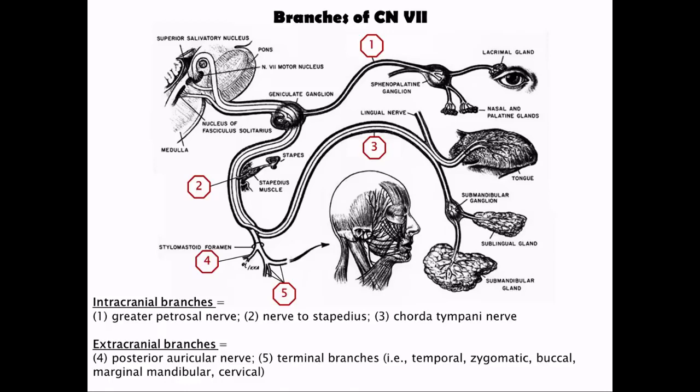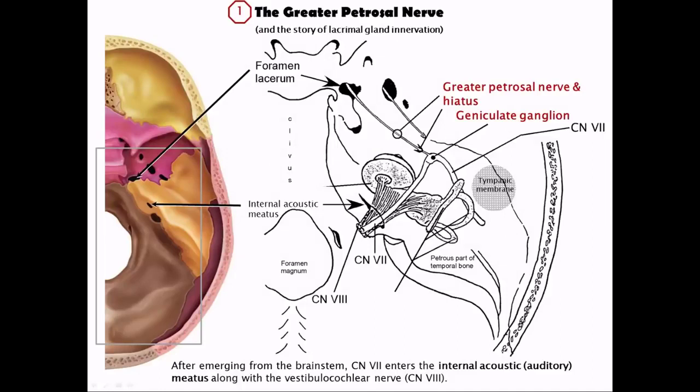petrosal nerve. On the left, the skull cap has been removed to expose the anterior, middle, and posterior cranial fossae. Along the petrous ridge that separates the posterior from the middle cranial fossae is the internal acoustic or auditory meatus that leads to the inner ear. The image on the right provides an X-ray vision view of the inner and middle ear cavity through the petrous portion of the temporal bone.